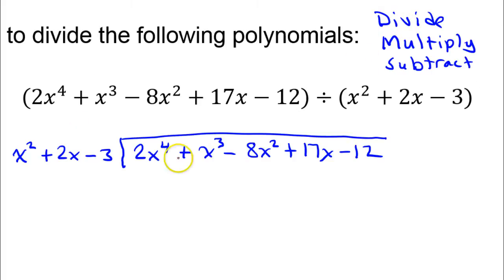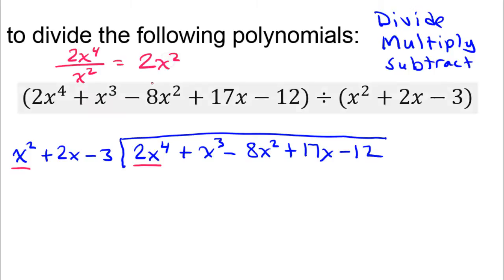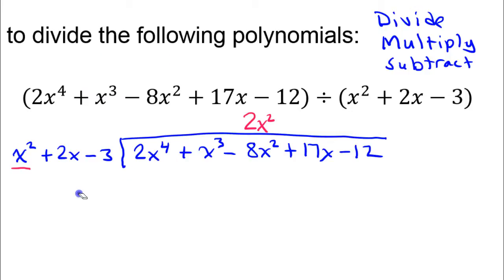Anyway, divide is what we're going to do first. When I say divide, I mean we're going to do this term divided by this term. So if I do 2x to the 4th power divided by x squared, that's going to give me 2x squared. So that's what goes up top. So 2x squared goes right there.